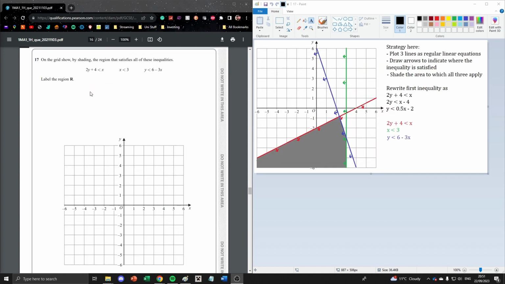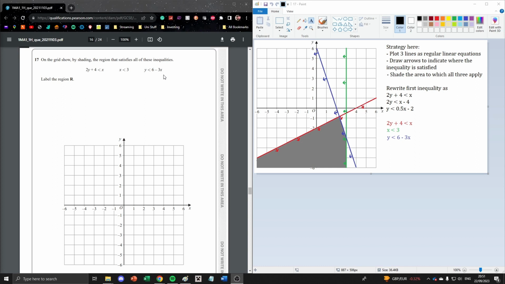Question 17 combines both inequalities and graphing linear equations. So we're asked to show by shading on this graph the region that satisfies all of these inequalities: 2y plus 4 is less than x, x is less than 3, and y is less than 6 minus 3x.